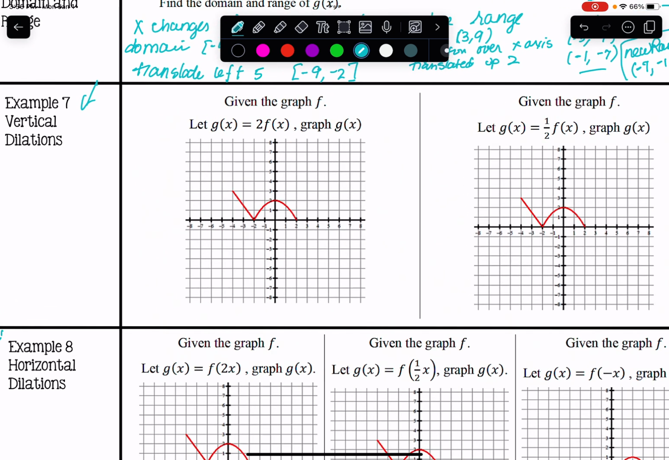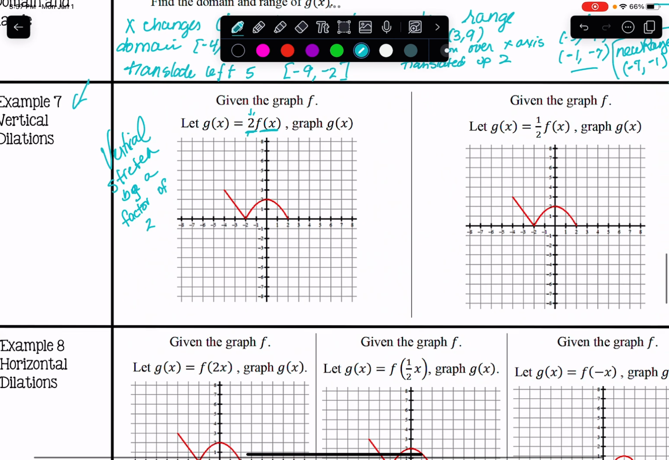So first we have a stretch. It's on the outside of the function. That's how we know it is a vertical. Now, I'm saying stretch because this 2 is greater than 1. So that would be a vertical stretch by a factor of 2.